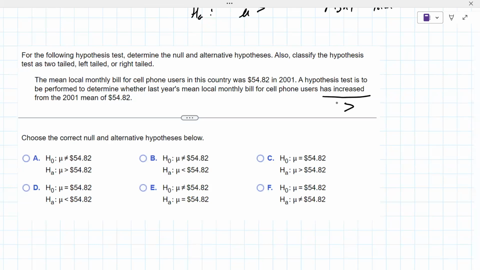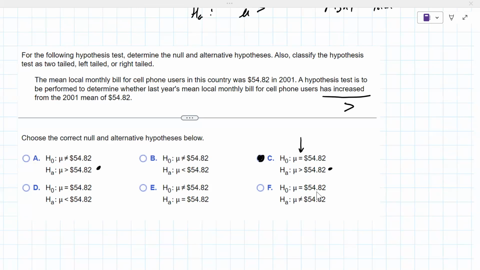So it's either this one down here or this one here. In your class, it looks like your null hypothesis is always going to have an equal sign. So the best choice there is letter C. Okay, and we'll get more into that. It'll make more sense tomorrow or next time you have class. All right, so let's keep going here.